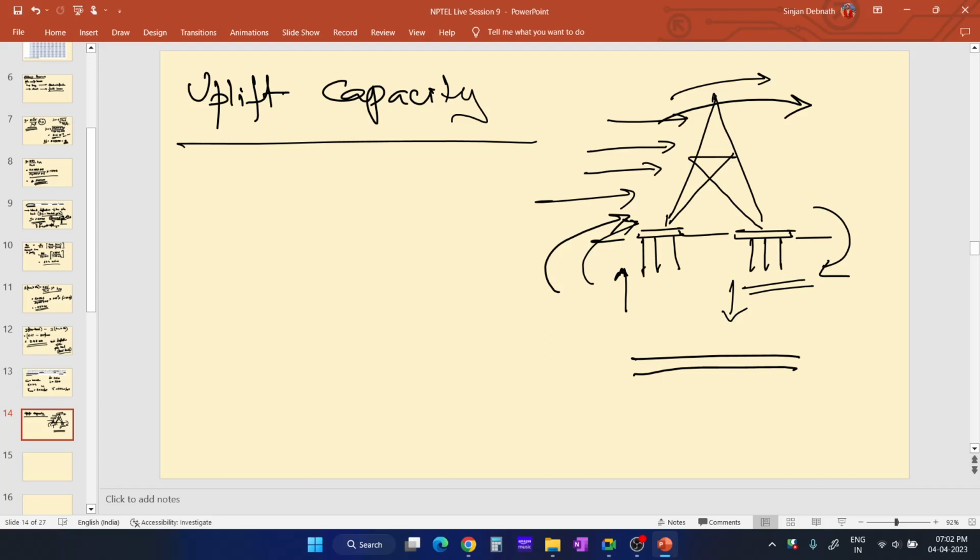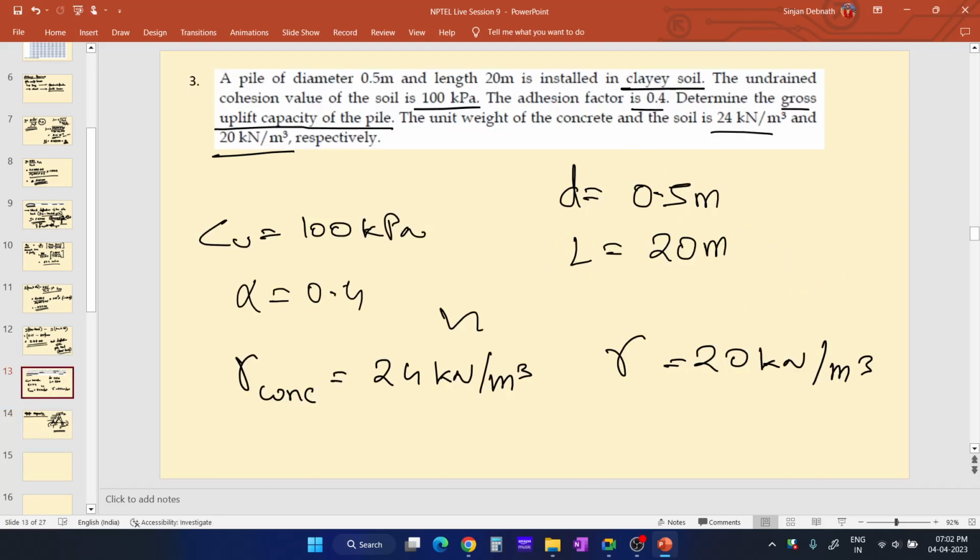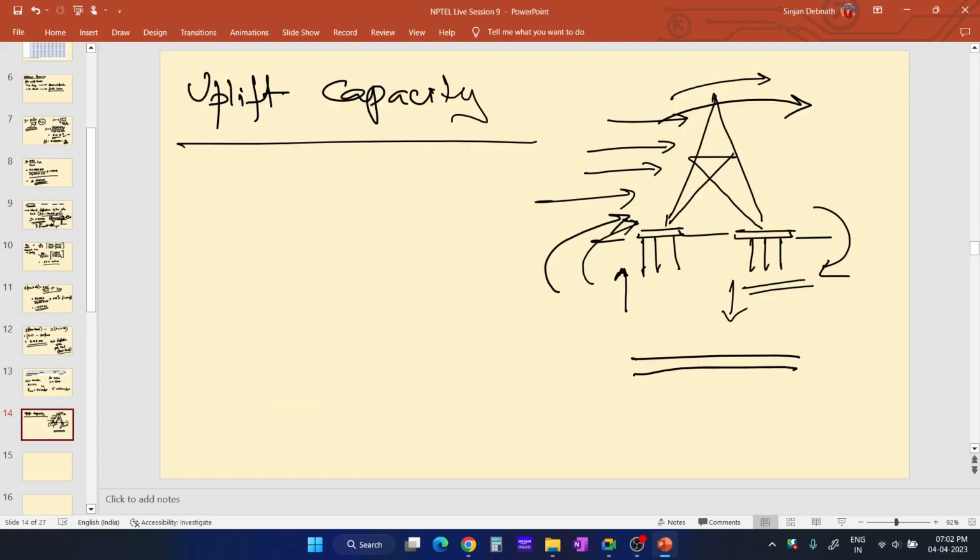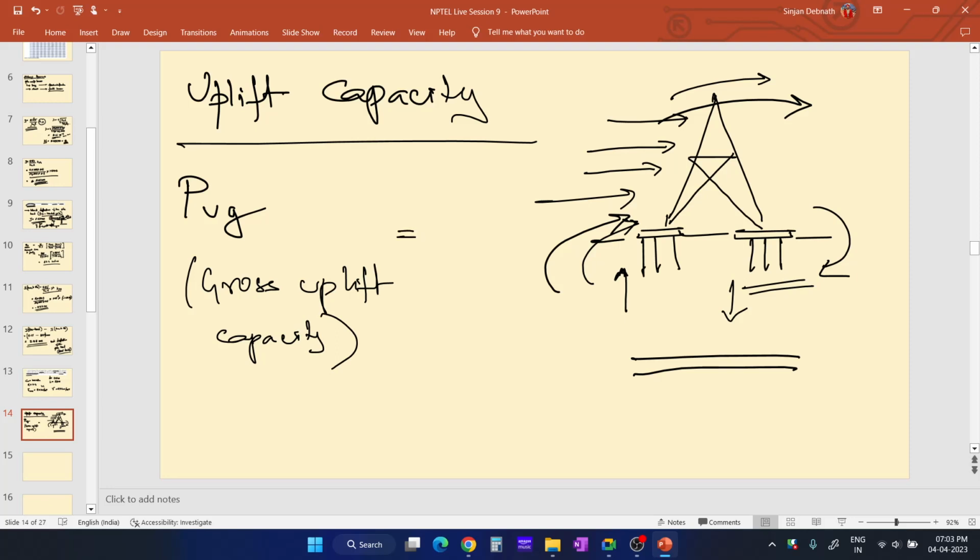So we need to find out the gross uplift capacity. For this particular question, I have been asked to determine the gross uplift capacity of the pile. So what is the gross uplift capacity of the pile? Well, the gross uplift capacity of the pile can be determined by PUG. This is the gross uplift capacity, which is equal to PUN plus W. What is PUN? It is the net uplift capacity.